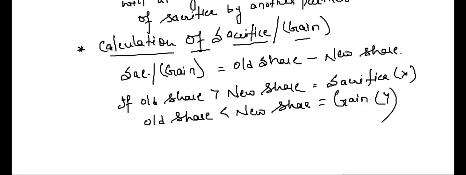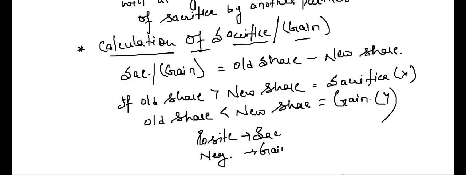That is, which all partners are sacrificing and which all partners are gaining. Right? Old share minus new share. If it is negative, it is a gain. If it is positive, it is a sacrifice. Positive, sacrifice, right? Negative, it is a gain for the partner.